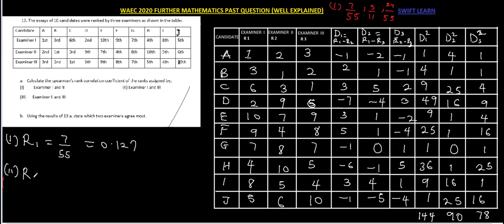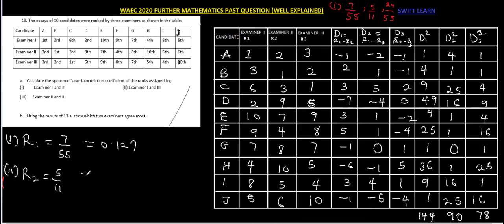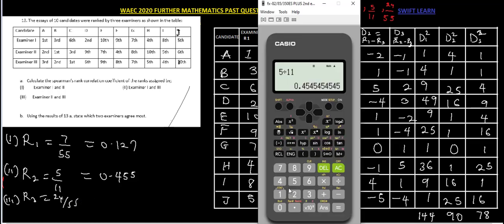So for the R2, what is R2? R2 is 5 over 11. What is 5 over 11 in our calculator? 5 divided by 11. That's 0.455. Okay, what is R3? We have 24 divided by 55. Okay, what is 24 divided by 55?